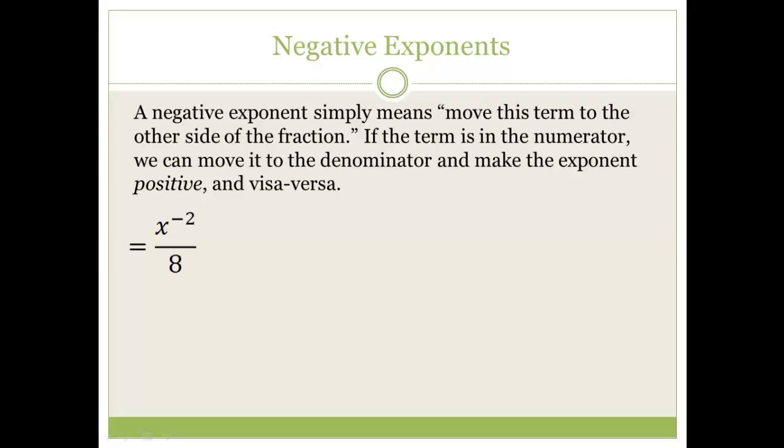Keep in mind that there is technically a 1 in front of the x, so when the x moves, there is still the number 1 in the numerator. We then arrive at 1 divided by 8x squared.